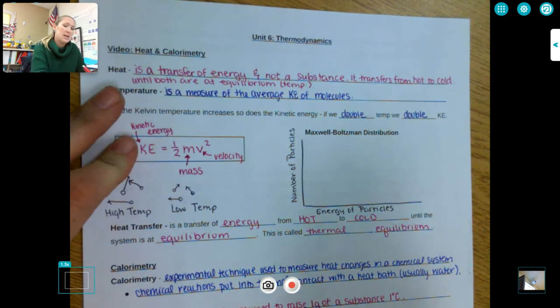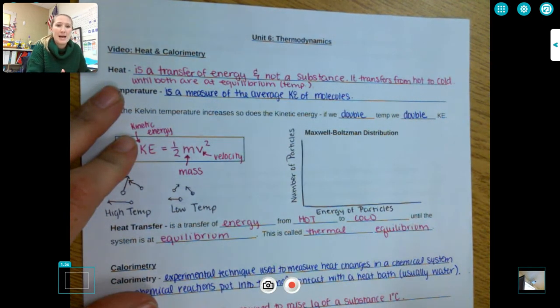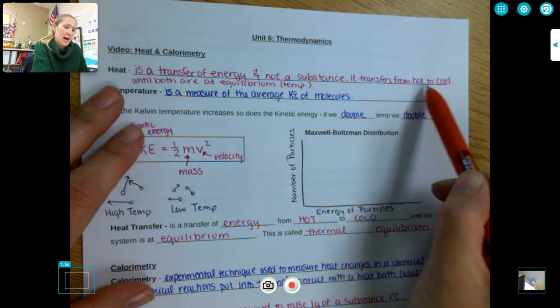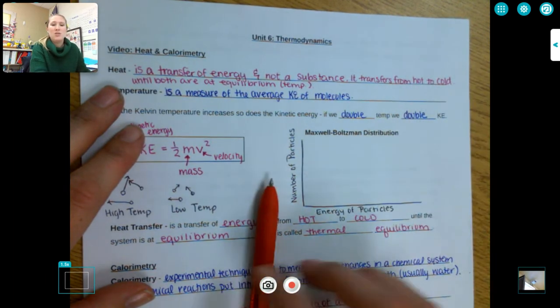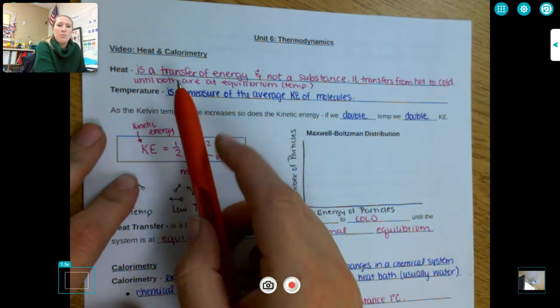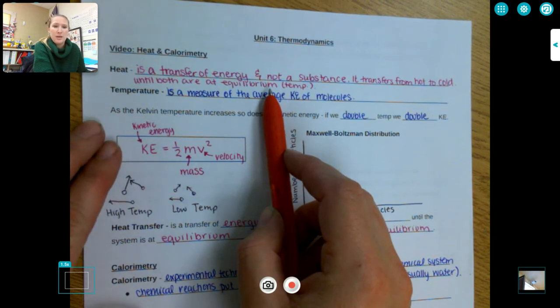So first, heat is a transfer of energy. It's not a substance. We might say something's hot, but that's our interpretation of the energy involved. We know that heat transfers from hot to cold. So that means if you have an ice cube inside your hand, the heat from your hand is going to the cold ice cube, going from hot to cold, and that's what's melting our ice cube. And this happens until both become at equilibrium or they get to be the same temperature.